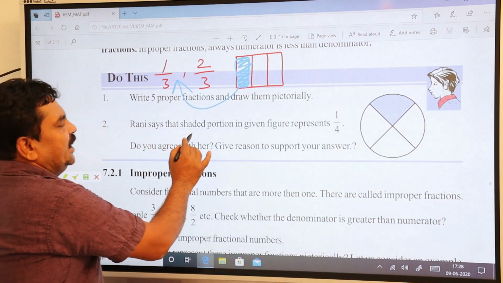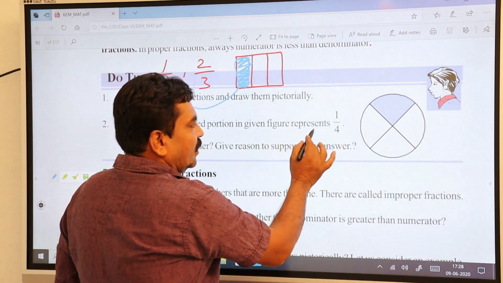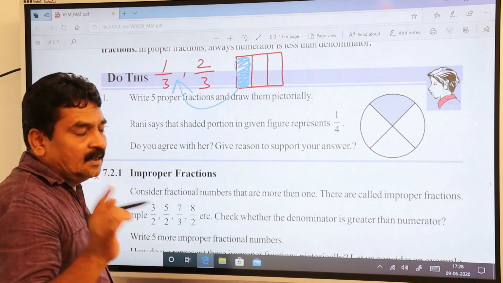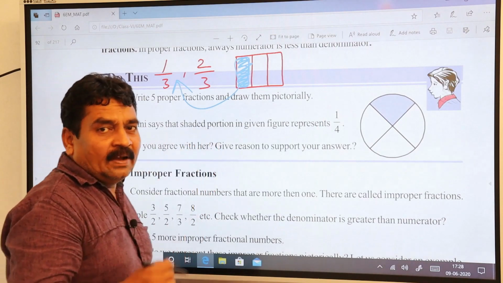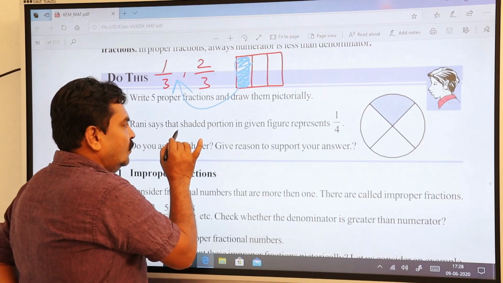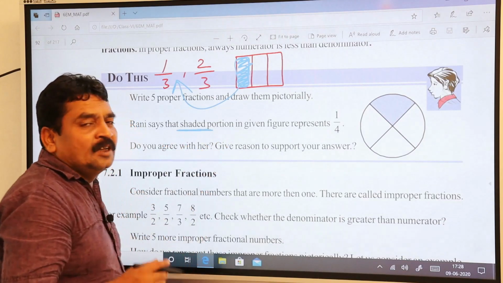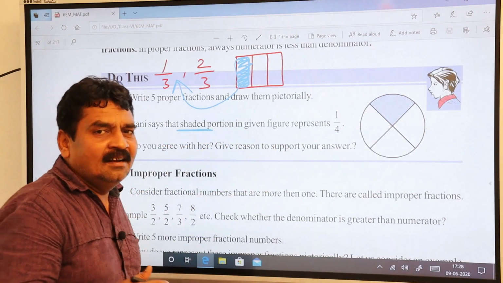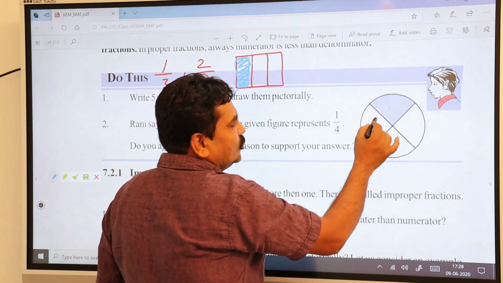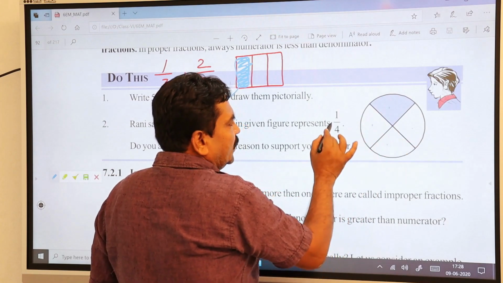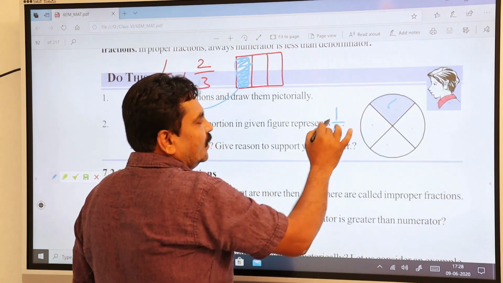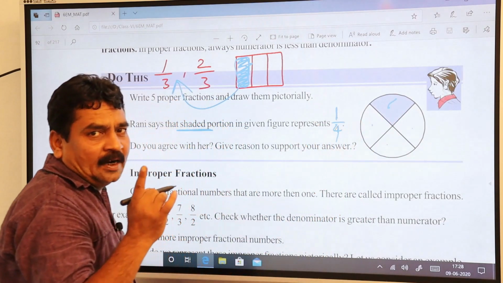Rani says that the shaded portion in the given figure represents 1 by 4. This is shaded. Why is he insisting in the question? He has insisted on one word, shaded. What is the fraction of unshaded? According to this figure, how many partitions are there? 1, 2, 3, 4. The denominator is 4. Fine. The shaded part is 1, so you have written 1. So 1 by 4 is your shaded part.